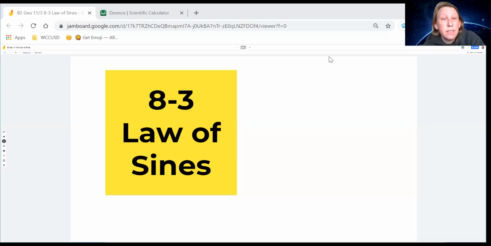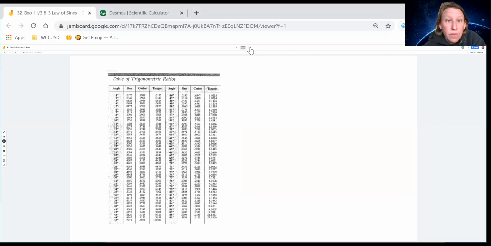Hello students, this is an optional awesome lesson on the law of sines. So we've been talking about what is sine. Sine is opposite over hypotenuse. But for this, we're going to do something really different. This is our trig table.